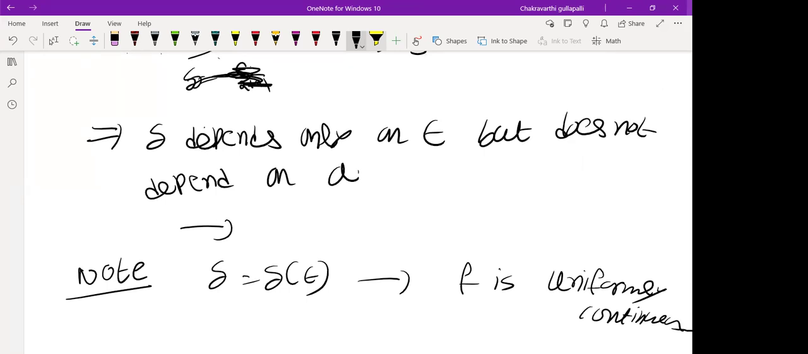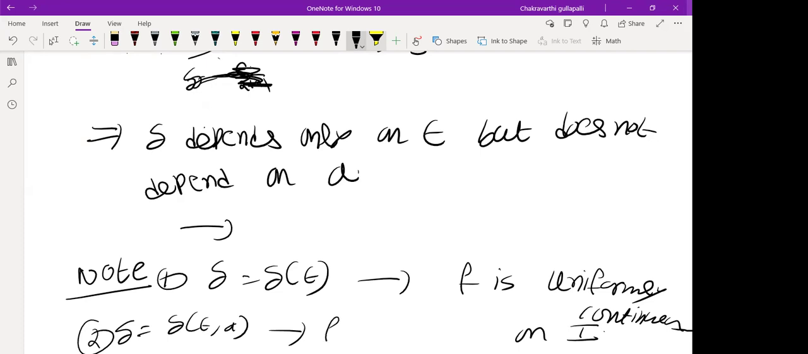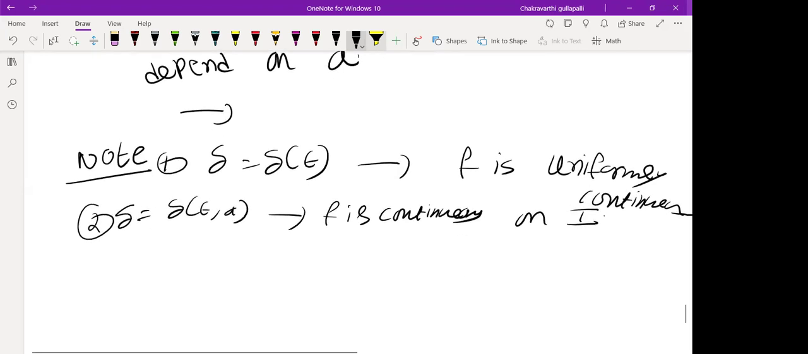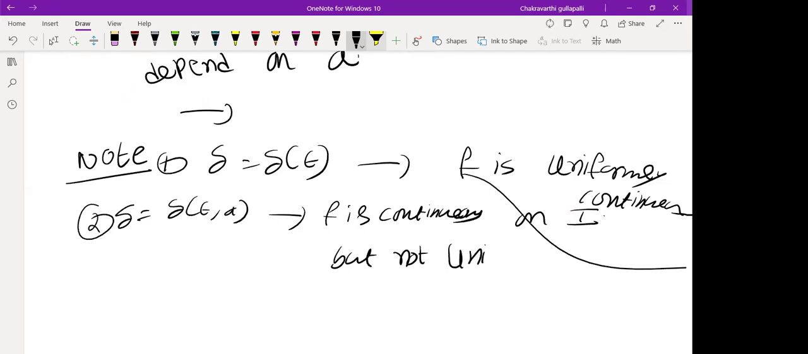On whatever may be the interval. So on I, we call it, that is for every A belonging to I. If delta depends on epsilon as well as A, then f is continuous but not uniformly. This is the main difference between continuity and uniform continuity.